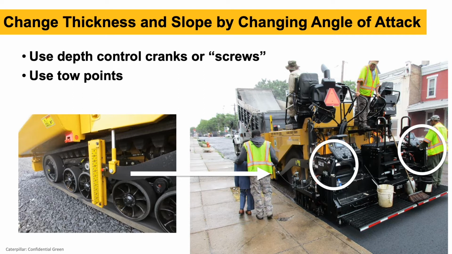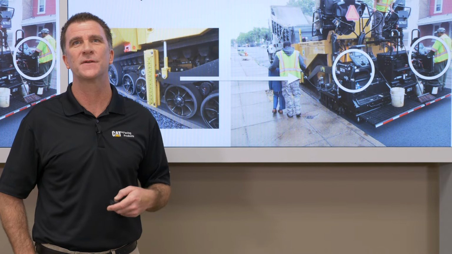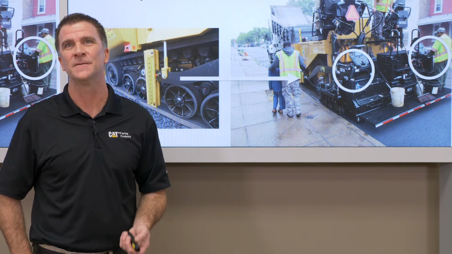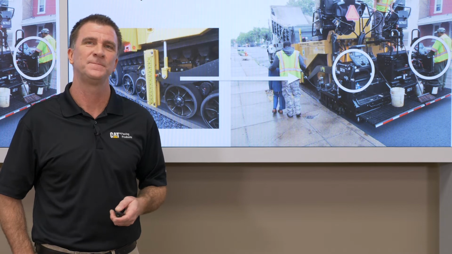Another way to change mat thickness is to use the toe point controls. So we can raise or lower our toe points using the buttons on the screed control panel at the back. So 2 ways of changing thickness. Most commonly, we're using the depth screws or cranks to change mat thickness.